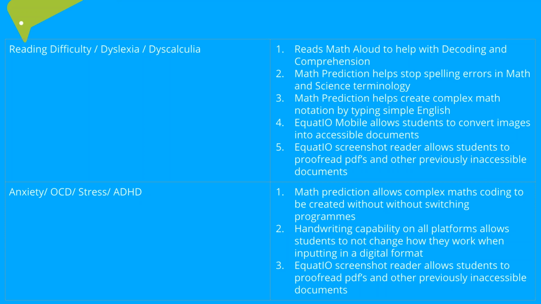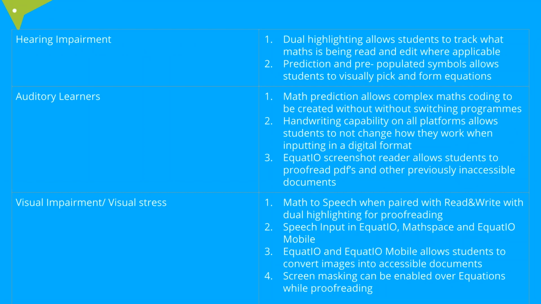And within EquatIO, then you have obviously the proofreading side of it in terms of recommended read and write, help with dyslexia, so they can now have the equations proofread as well as the literacy, and then edit those in a digital format, which is something new, and hopefully that'll help as well. And then with the new screenshot reader, it makes documents accessible, so it eliminates stress for students. If they are maybe handed something on an e-journal or a PDF, it means that they can now access those and edit the equations within those with EquatIO.